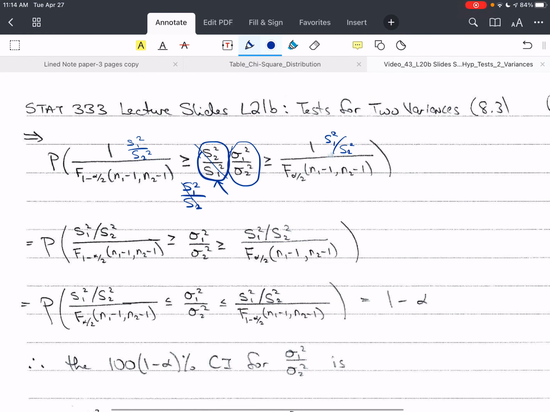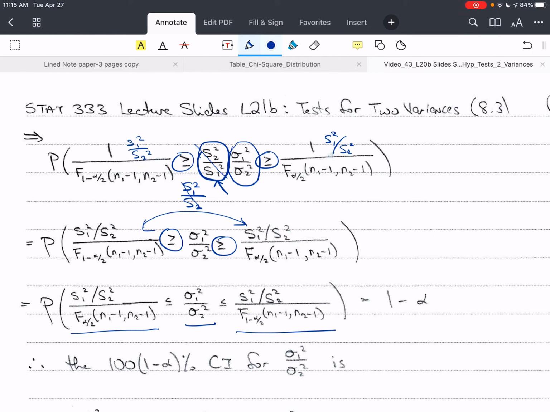And so I can rearrange this however I'd like. So when I flipped it, remember I had reversed the signs. I had to reverse the signs when I inverted here. And so what I do now is I just flip the inequality. And so I have the small number over here, then the quantity I'm looking for, and then the larger number over here. This is the 100 times 1 minus alpha percent confidence interval for the ratio sigma 1 squared to sigma 2 squared.